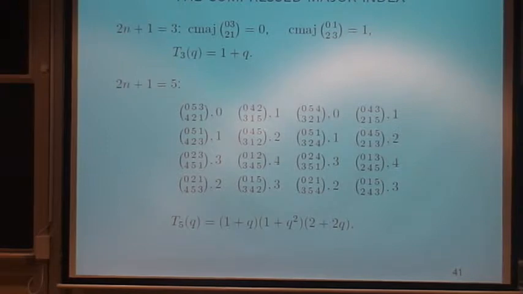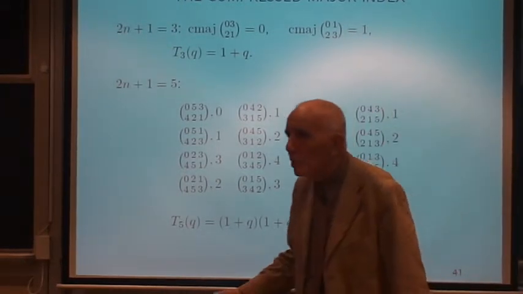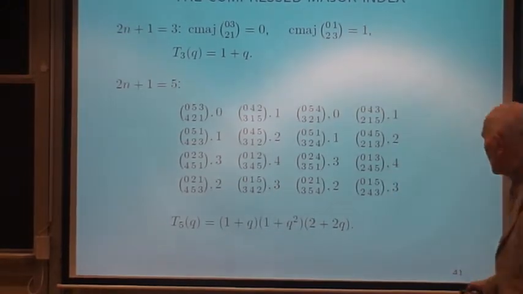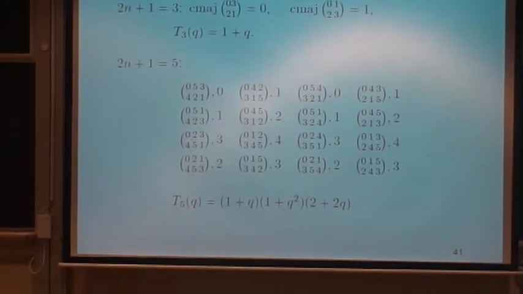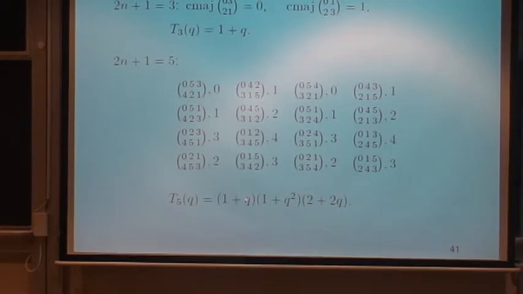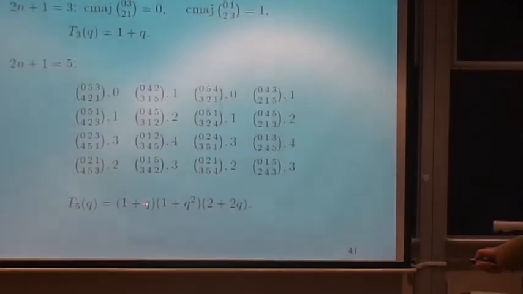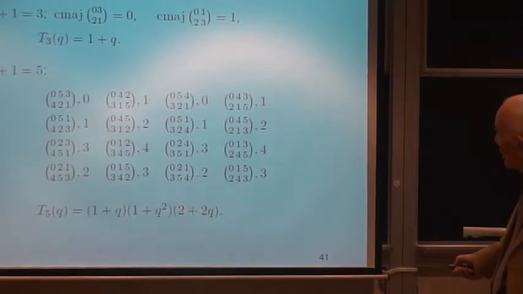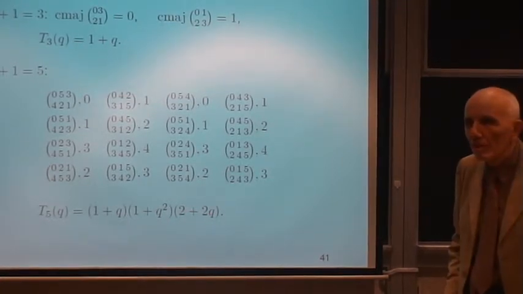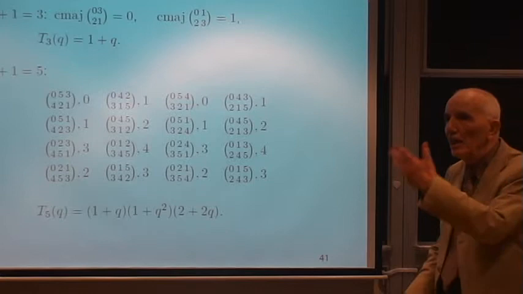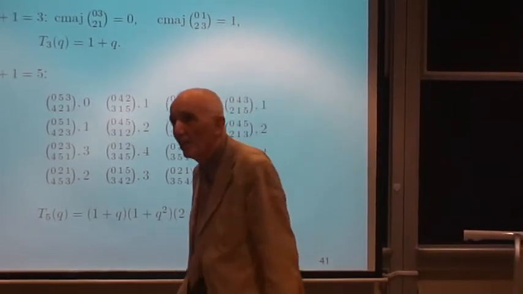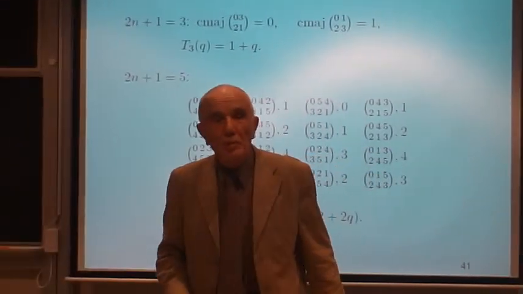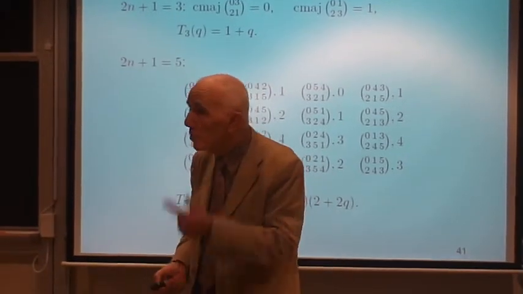Fantastic. You have to prove it now, you see. So in other words, these polynomials factor out very nicely. And when you plug in q equal to 1, look at this, it's 2 to the square times 4. Okay, so that's the right stuff. So first we have to prove it, and we have to explain where it comes from.